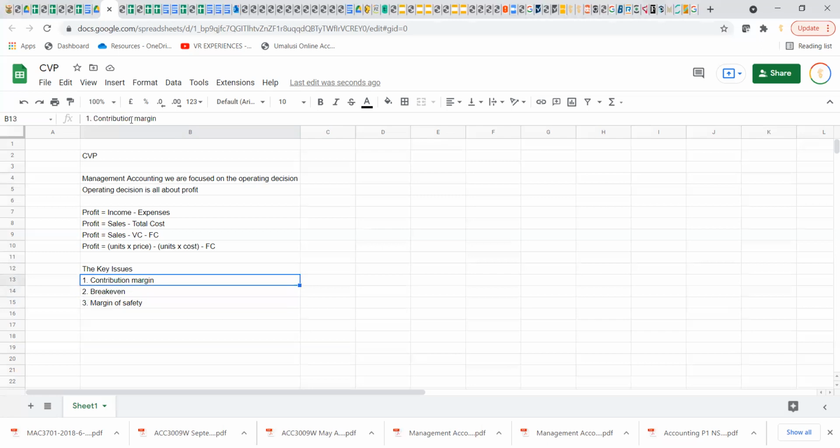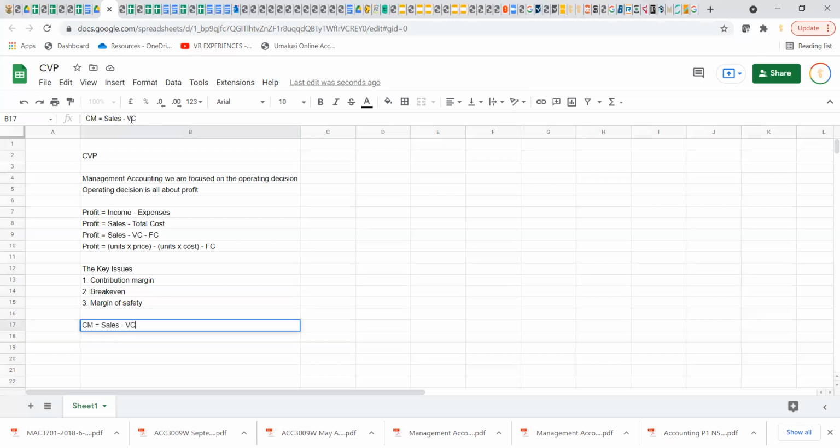Contribution margin, we all know that comes in all the time. So remember, break even is an important number. So what is contribution margin? Contribution margin equals sales minus variable costs. Okay, so you all know that.